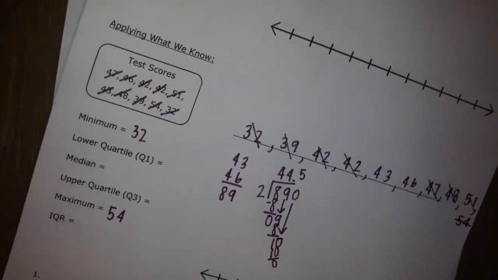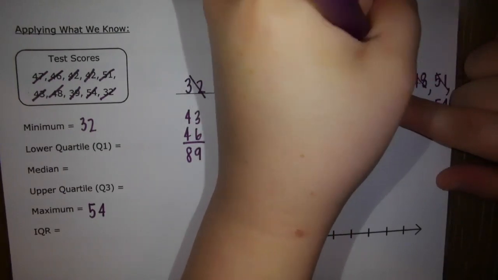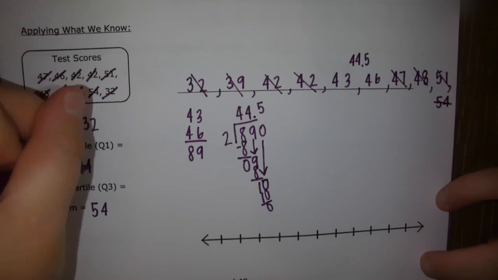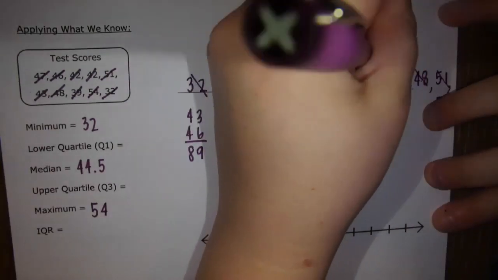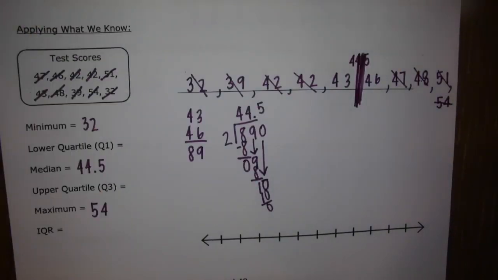I am going to write that in the center between these 2 numbers. And I'm also going to put that where I'm placing all of my values. So 44.5 is my median. And what do we do with our median? We always take it and drag a line straight through it. Now what we need to do is find the middle of the values that we're left with. So looking at this, I'm going to find my lower quartile and my upper quartile.